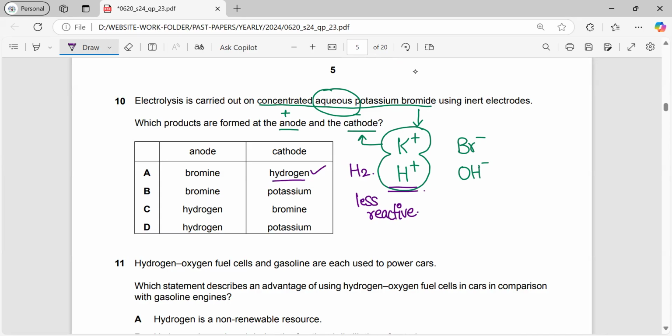Let's see, it is a concentrated solution. Concentrated solution means there will be more salt, more solute, more potassium bromide. So if there is more potassium bromide, then bromide ions will discharge at anode. If it were a dilute solution, then the hydroxide ions from the water would go to the anode. But as it's a concentrated solution, there will be more solute and bromide ions will go to the anode forming bromine gas. So option A is correct.